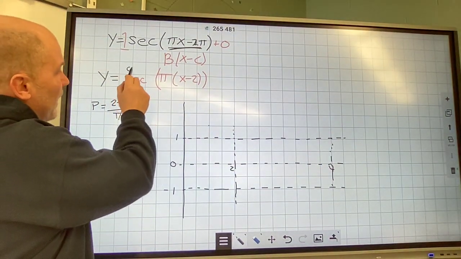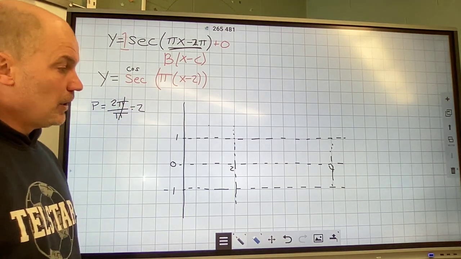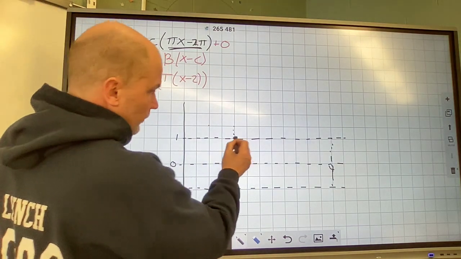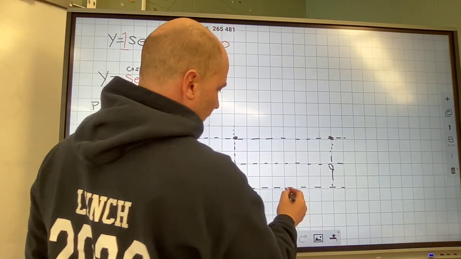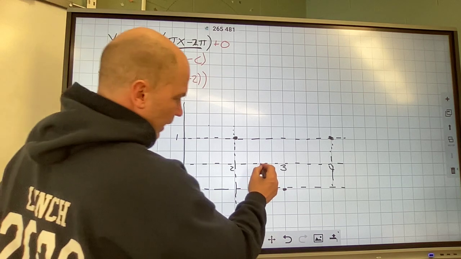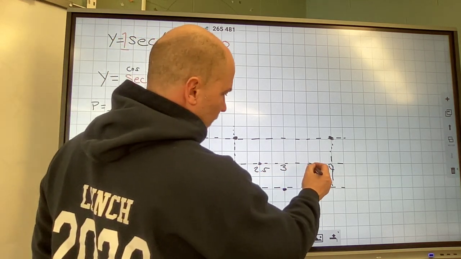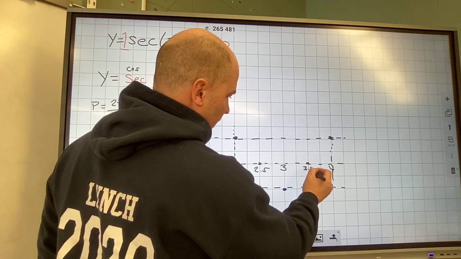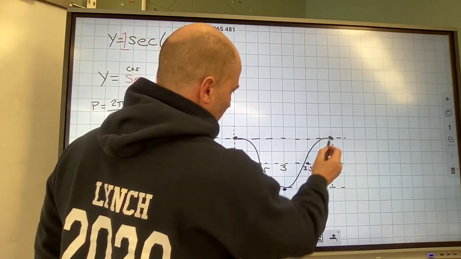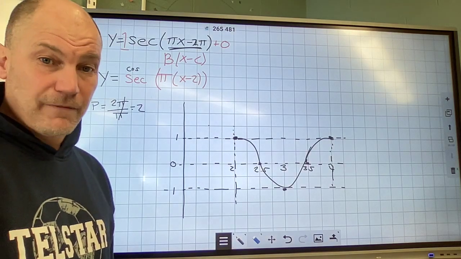Because this is secant, I'm actually going to graph cosine, because we know the reciprocal of cosine is secant. I know that cosine starts at the top and also ends at the top. Halfway through, at the value of 3, it's at the bottom. Halfway between 2 and 3, at 2.5, it's in the middle, and at 3.5, it's also in the middle. Whoops, other than I missed that. That gives me my cosine function.